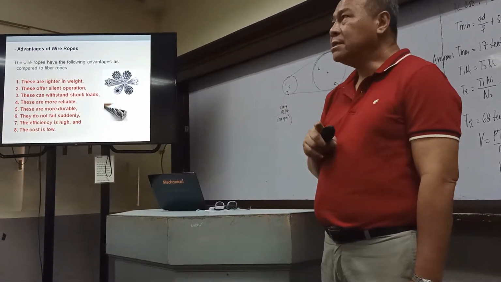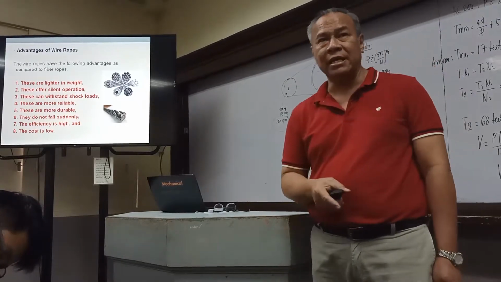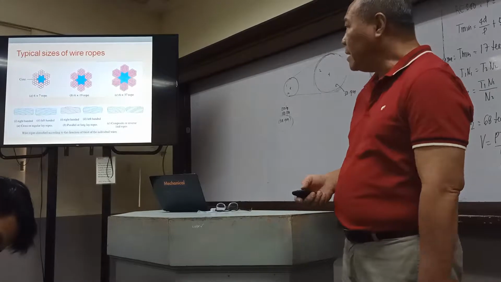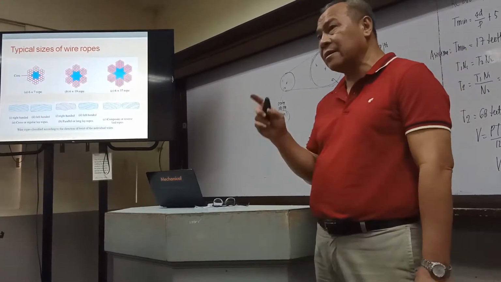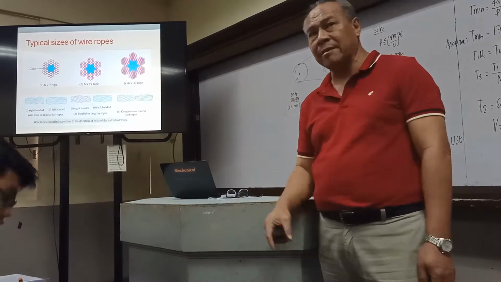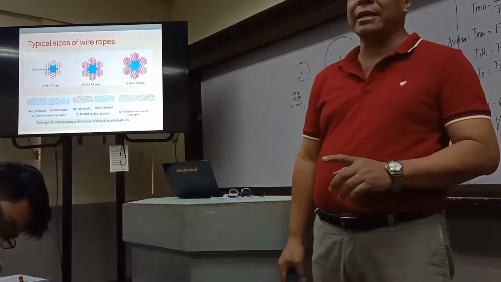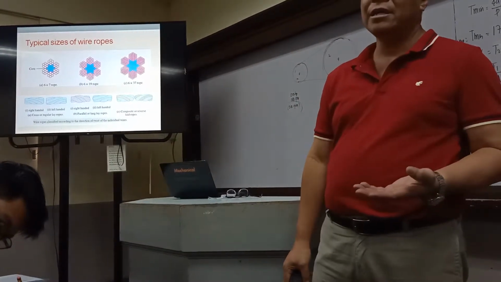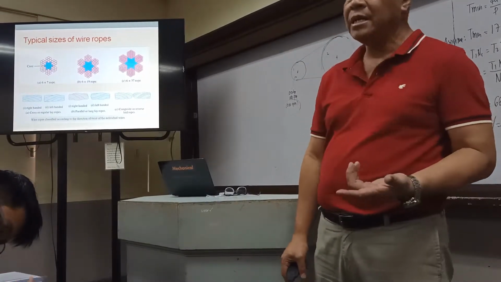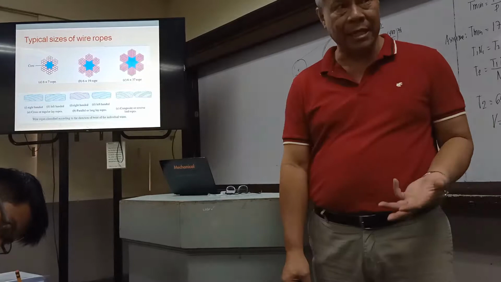Now, wire ropes are actually standard. We have sizes of wire rope, and usually it will be given by these particular sizes. We have the 6x7 wire rope, 6x19, 6x37, and this special one is 8x19. Those are four actually: 6x7, 6x19, 6x37, and 8x19.